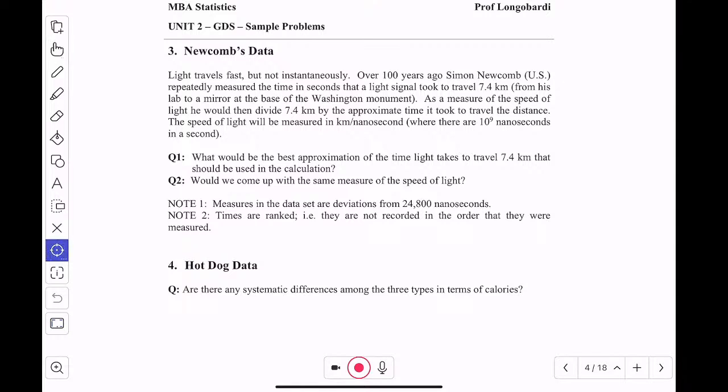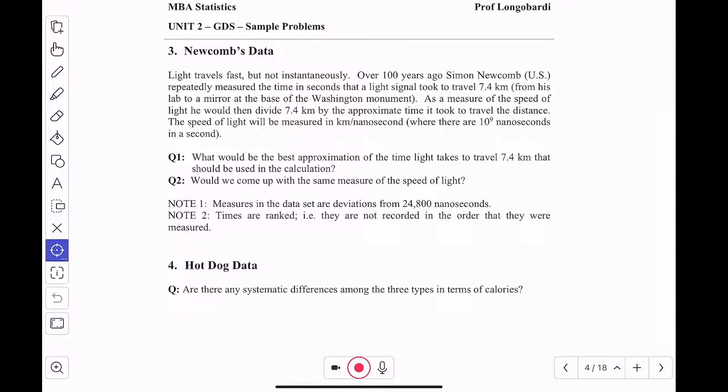Simon Newcomb repeatedly measured the time in seconds that a light signal took to travel 7.4 kilometers from his lab to a mirror at the base of the Washington Monument. As a measure of the speed of light, he would then divide 7.4 kilometers by the approximate time it took to travel the distance.